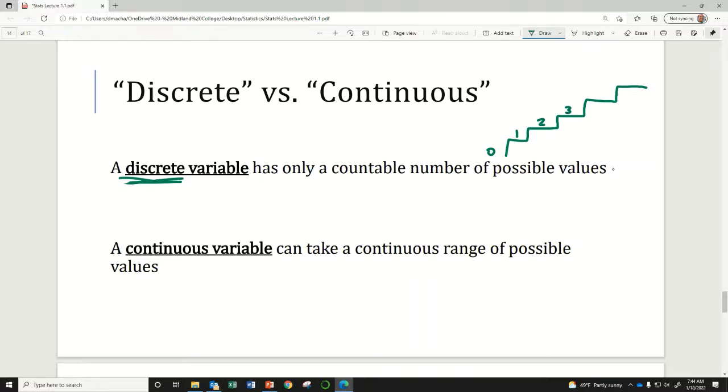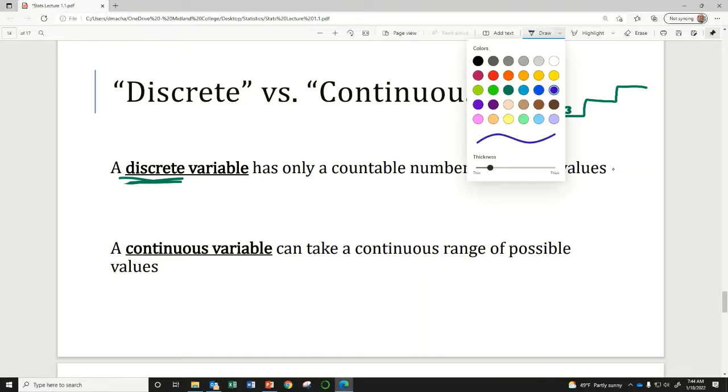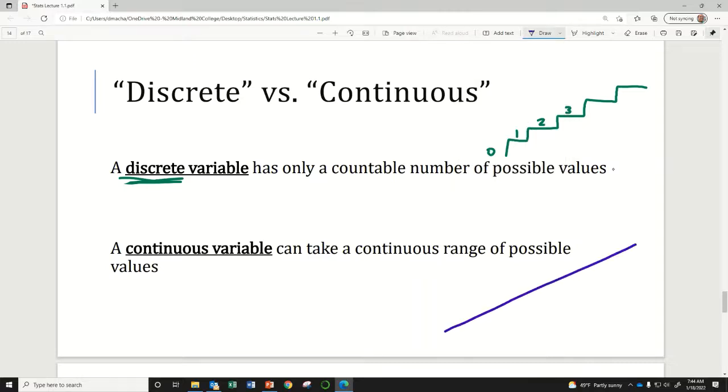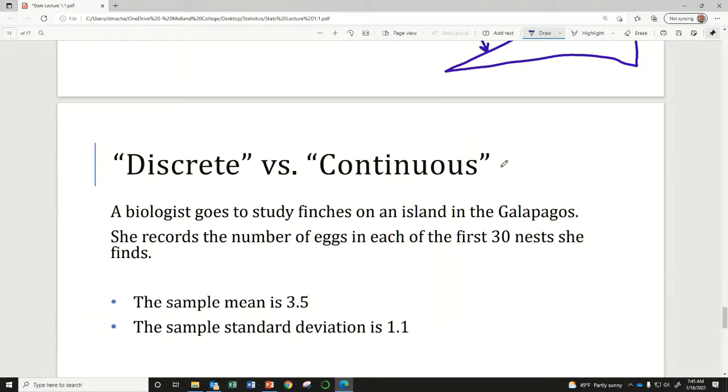Whereas a continuous variable would be kind of like climbing a ramp. If you are just walking up a ramp, you can take on any number value for height, right? So your height at some point along the ramp might be 1.7139825. You can have any value that you want as long as you're climbing a continuously increasing surface like a ramp. And so this is the difference between discrete and continuous variables.